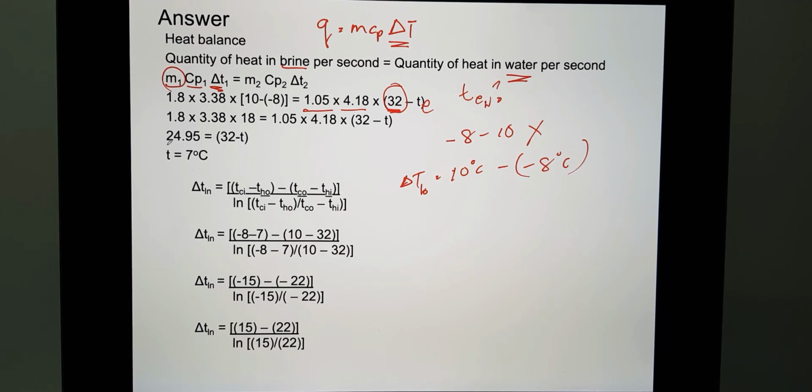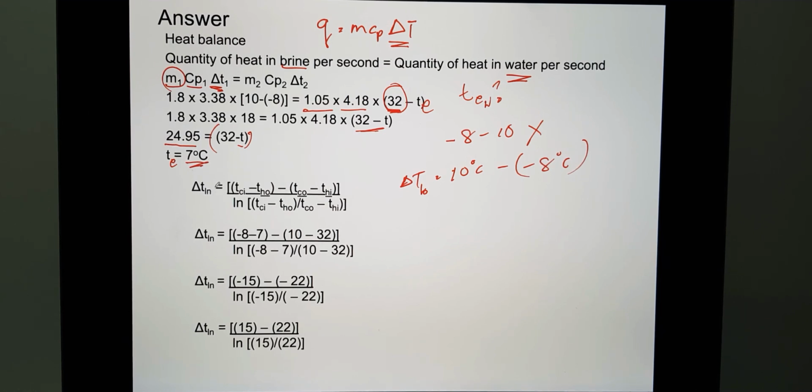Okay, calculate. So when you calculate on your left hand side, you will get 24.95. That one is meant for the brine. And then for your hot water, this one is 32 minus T. Then you should be able to get the value. Oh, sorry, after we have equalized all the values, it leaves only 32 minus T on your right hand side. Okay, so the T value is 7 degrees Celsius. T exit for the water is 7 degrees Celsius.